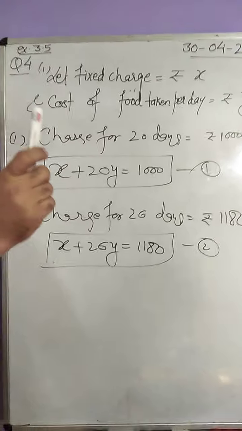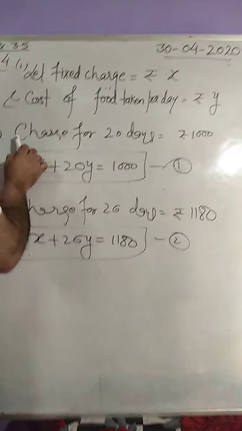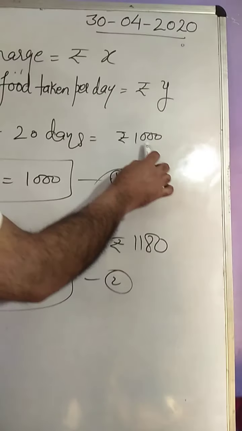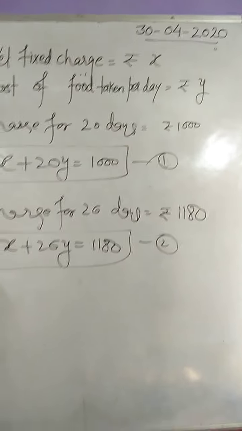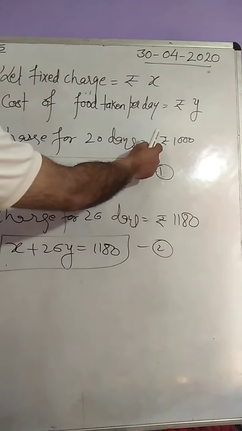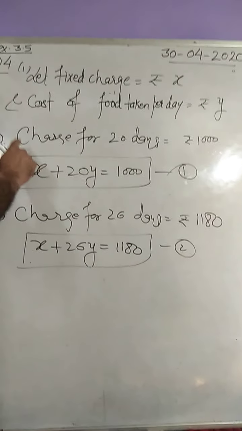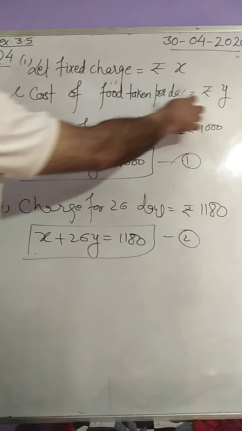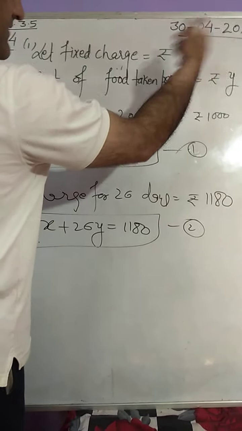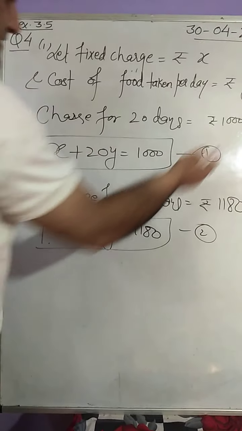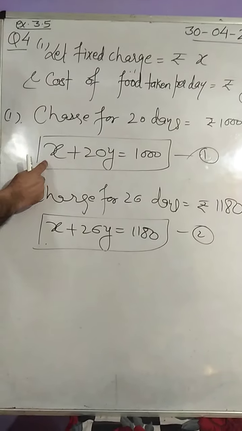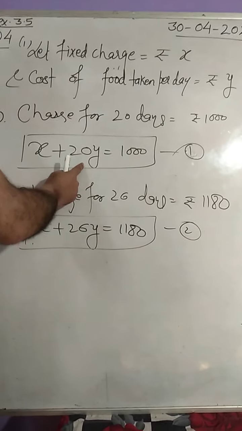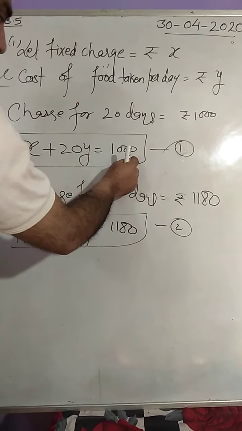In the first case, we are given that a student, for 20 days, has paid rupees 1000 as mess charges. So what is the charge for 20 days? Remember, x is fixed and per day is y: 2 days 2y, 3 days 3y, 5 days 5y, 20 days 20y. So the charge becomes x plus 20y, where x is fixed and 20y is for the days. That is equal to 1000.